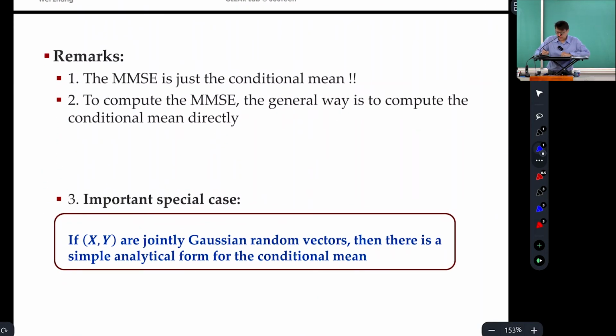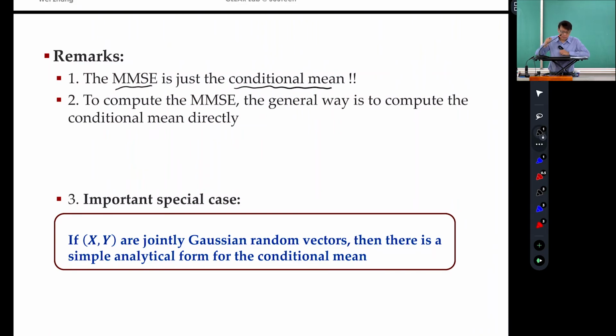Now, let me summarize. Now you have finished almost the entire estimation theory, especially the part related to the Kalman filter. So the minimum mean squared estimate is just the conditional expectation or conditional mean. That's the first one you should remember. I can ask you to repeat: the minimum mean square estimate is the conditional expectation. As simple as this sentence, okay?